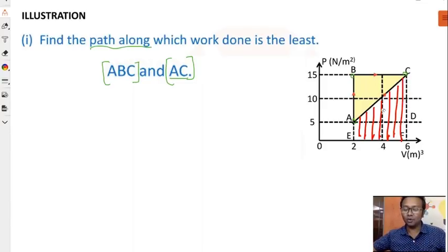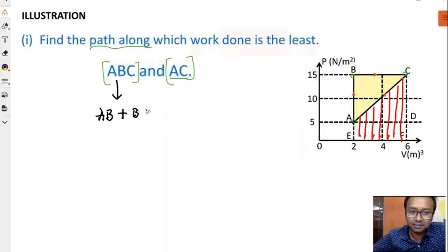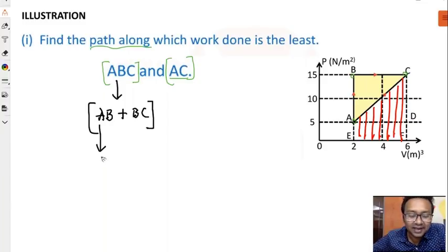Now, this area and the second work done under ABC, that is this process, if you see, it is the work done under AB plus BC. Clear? Now, along AB, is volume changing? Volume changing is not there. Delta V is 0. So work done is also what?